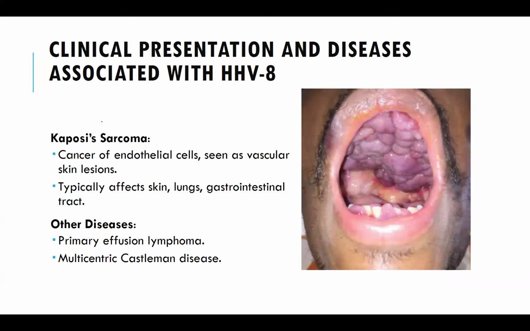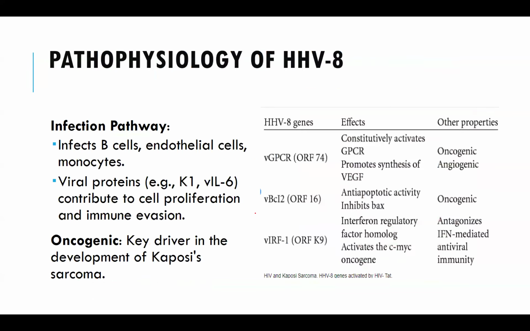So human herpes virus number 8 has been associated with a lot of both hematological malignancies and solid organ malignancies. An example is Kaposi sarcoma, which is usually a cancer of the endothelial cells, seen as a vesicular skin lesion. Typically KS can affect the skin, lungs, even the GIT. It can also affect the oral mucosa, as you can see in this picture. So someone has these red papillary nodules within the oral cavity, including even the mouth. Other diseases include primary effusion lymphoma, and also Castleman's disease, the multicentric Castleman disease.